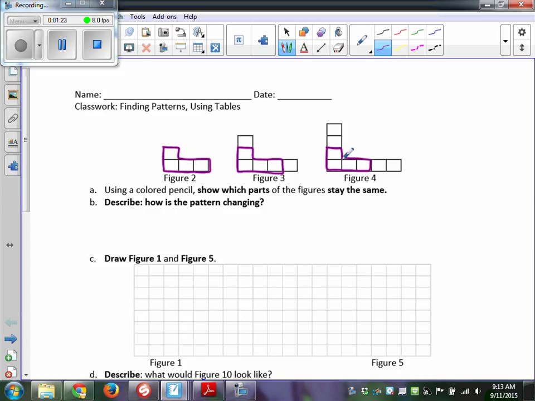Would somebody like to share, what do they notice each time we add a figure? How many rectangles are added? 2, right? We have like 1 at the top and then 1 toward the side. So we have 2 added here from figure 2 to figure 3. And then from figure 3 to figure 4, we have another set added. So if we want to describe how this pattern is changing, we can say that 2 more rectangles are added each time.